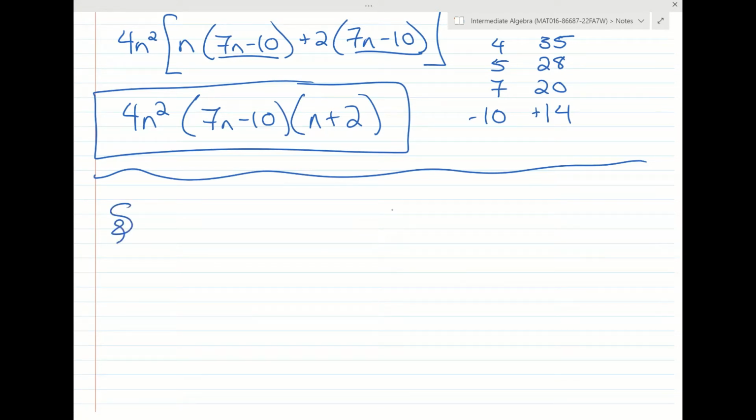Section 13.5 is going to wrap up our discussion about factoring, and we're going to be discussing factoring special cases.